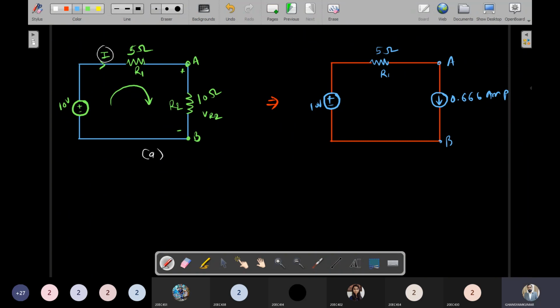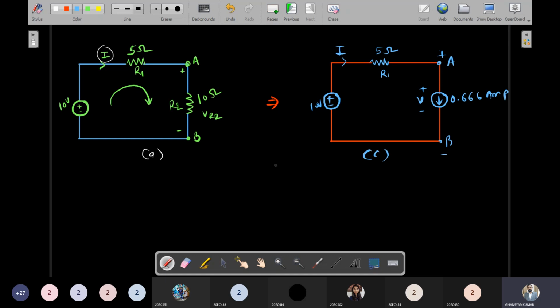Now I need to verify the voltage across this AB terminal. This is plus terminal, this is minus terminal. Because you see, I have connected this current source of 0.66, so the current flowing through this I is nothing but 0.66 ampere. But I don't know the voltage drop across this, so that V plus minus I need to know.